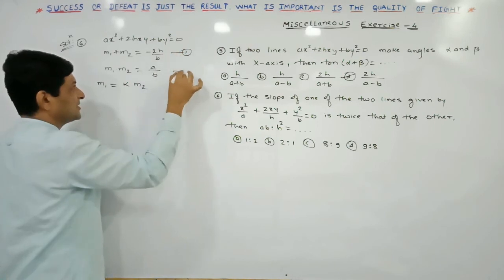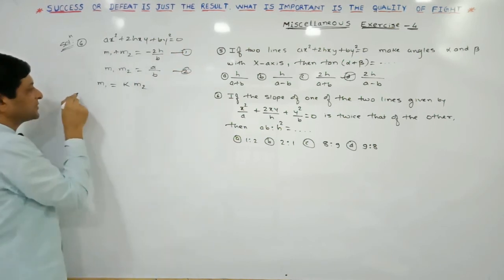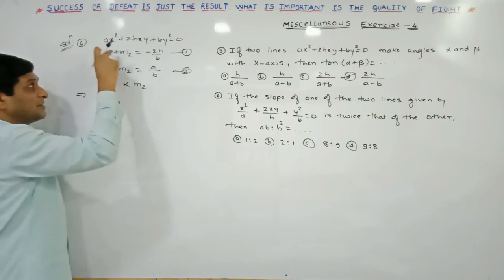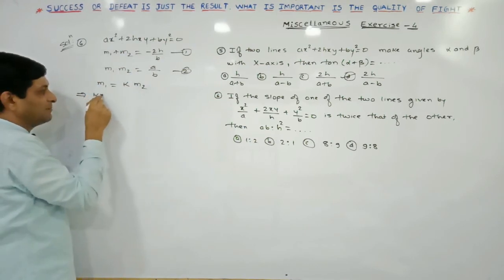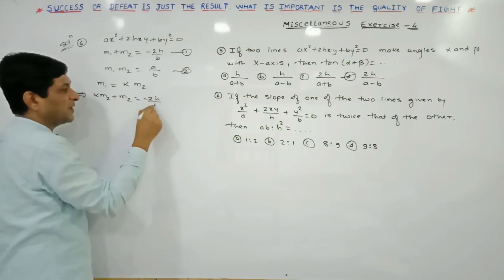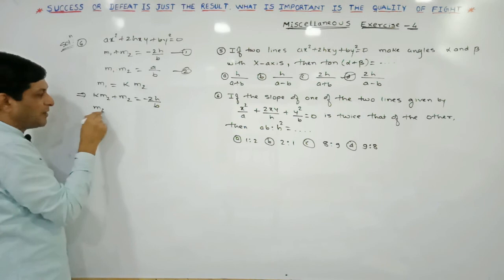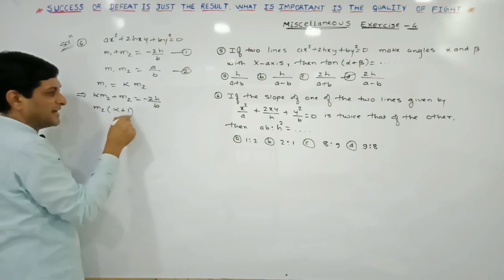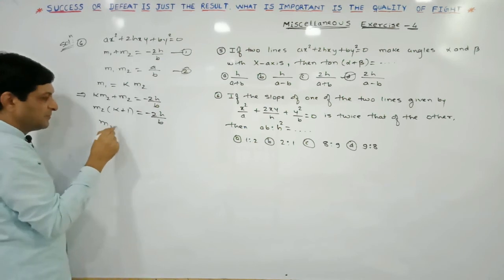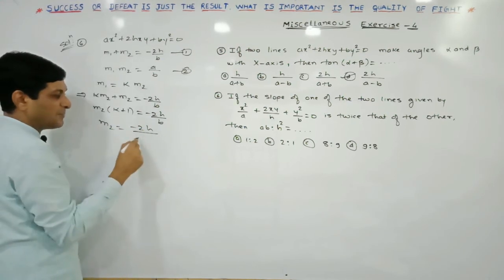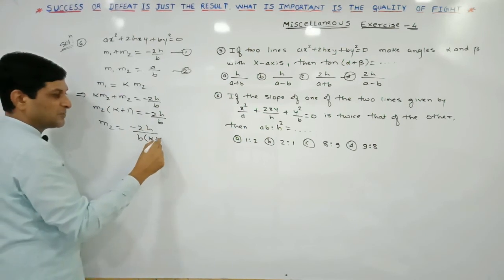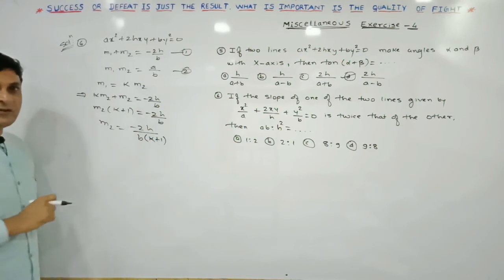First I am substituting this value in equation number 1. See what we will get. Replace m1 by km2. So km2 plus m2 is equal to minus 2h upon b. If we take m2 common here, what will we get? m2 times k plus 1 is equal to minus 2h upon b. So m2 will be equal to minus 2h upon b into k plus 1, as k plus 1 gets divided on this side. In this way we have got the value of m2.